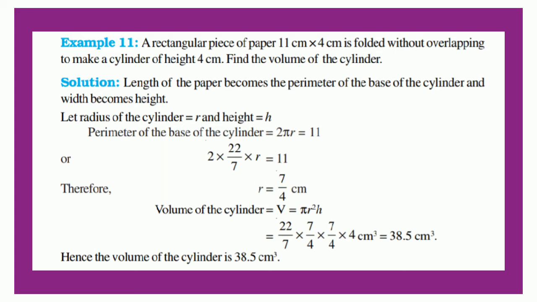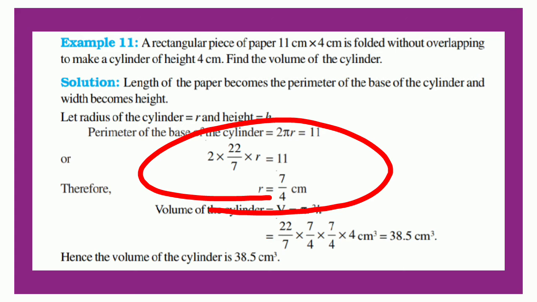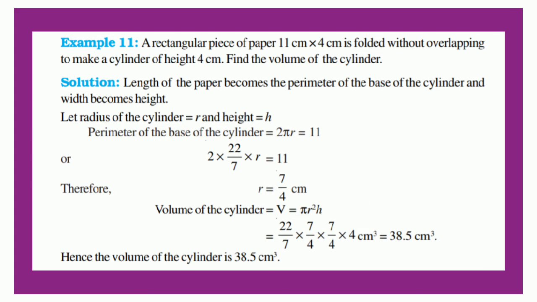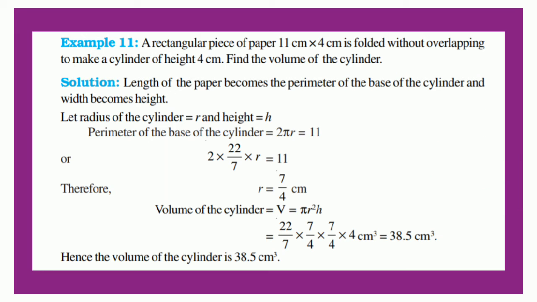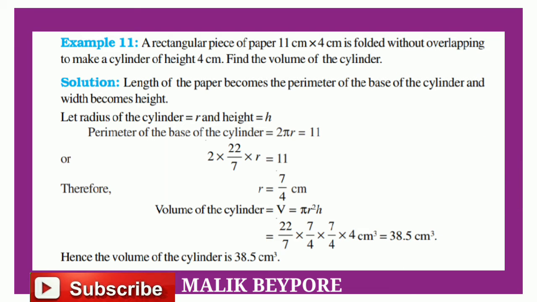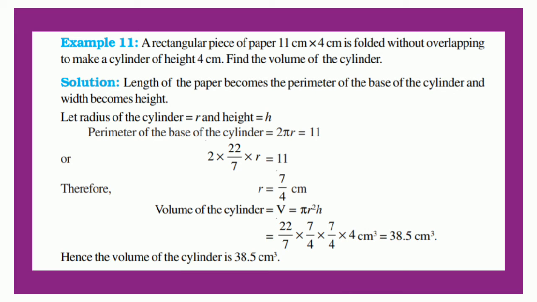Here we can write 2 into pi, that is 22 by 7. So 2 into 22 by 7 into r is equal to 11 centimeter. Then r is equal to 11 into 7 all divided by 2 into 22. So 11 and 22 we cancel. You will get 2, and the radius r is equal to 7 by 4 centimeter. Then r is equal to 7 by 4 and h is equal to 4 centimeter.